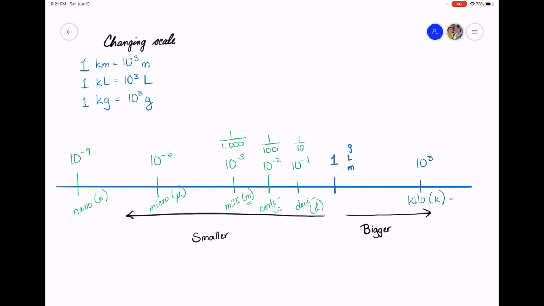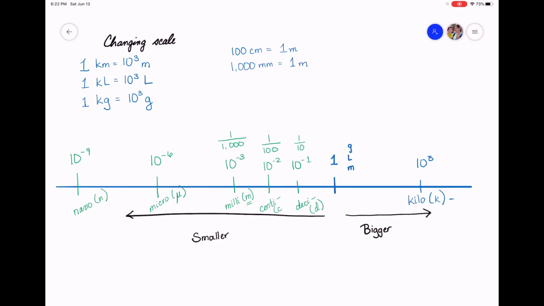The prefixes centi and milli are probably familiar to you because you've worked with a meter stick, and we know that a meter stick can be broken up into 100 centimeters. So 100 centimeters equals a meter. Likewise, 1,000 millimeters equals a meter as well.